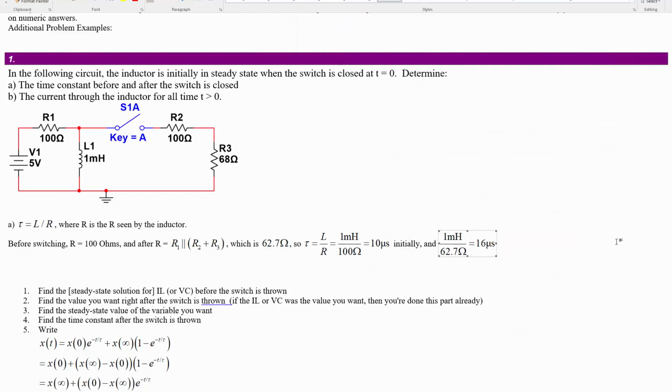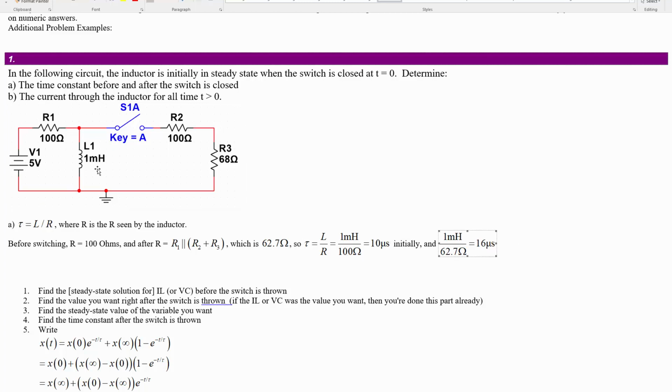Okay, 16 microseconds is the time constant after the switch is thrown. Before the switch is thrown, the time constant is 10 microseconds. So going back to this, a higher time constant means that it takes more time for stuff to happen. So it's going to be longer before the inductor runs out of energy. Before the switch is thrown, we have this lower time constant. After the switch is thrown, we've got this higher time constant.